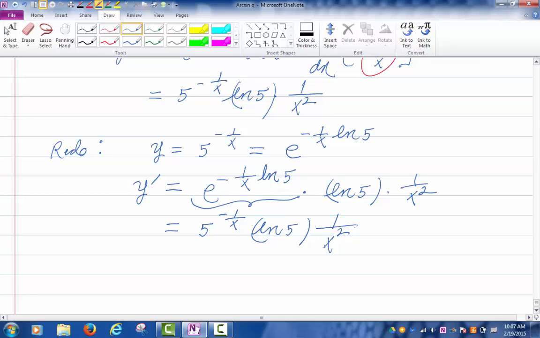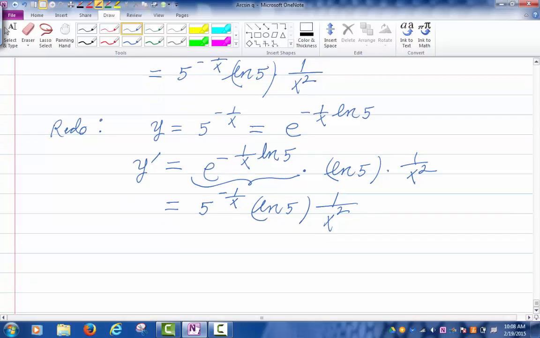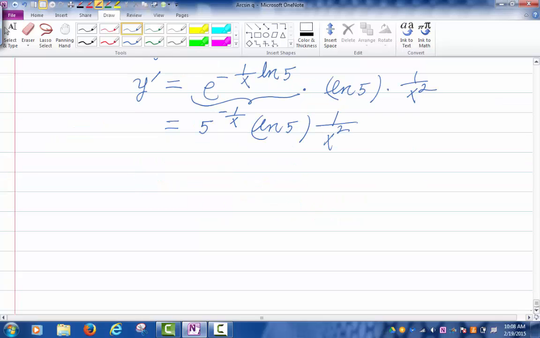This is ln of y equals negative 1 over x times ln of 5, right? This is one of the properties of log. The exponent that I have here can be moved in front of the log, and then I take the derivative on the left. I get 1 over y times y prime, and I take the derivative on the right. Ln of 5 is a constant factor, so that's going to remain.